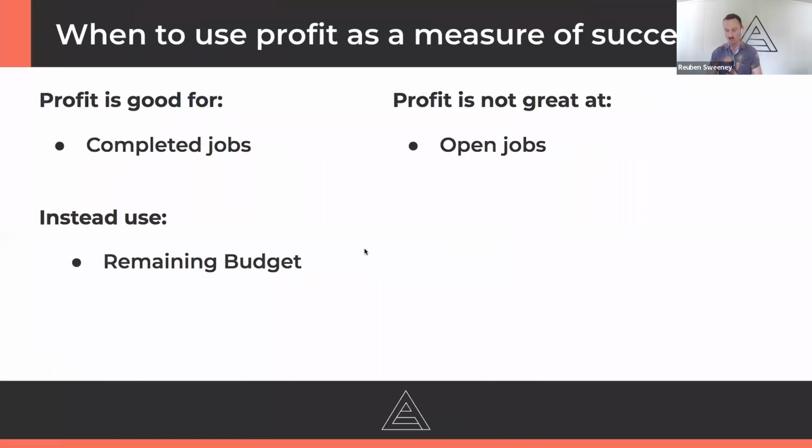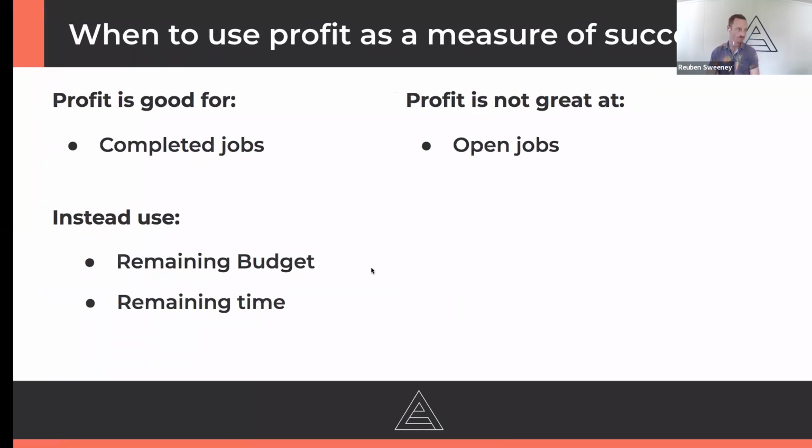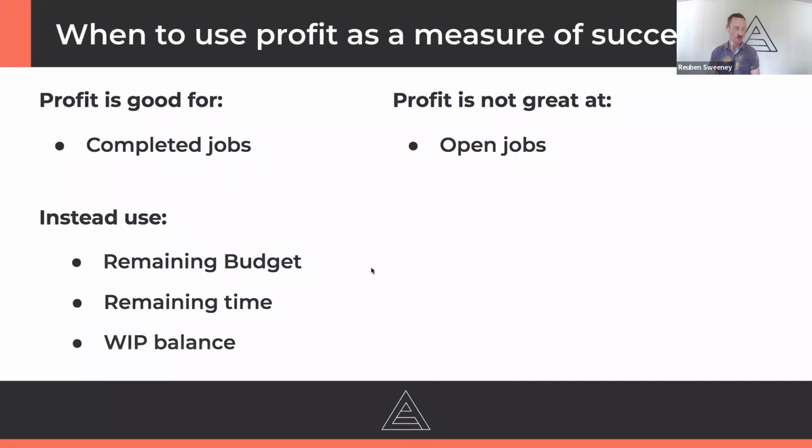So if your remaining budget is option 1, remaining time is the next best bit, self-explanatory. And then as a bare minimum, the WIP balance can be a good indicator on how a job is performing. As a rule, you don't want it too high. Negative is good because it means we've been paid already. So as a last case scenario, WIP balance can be an indicator of how a job is performing.